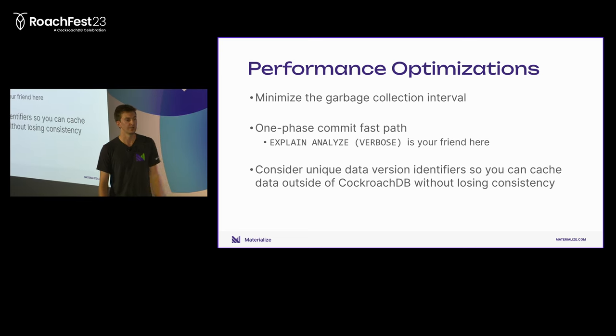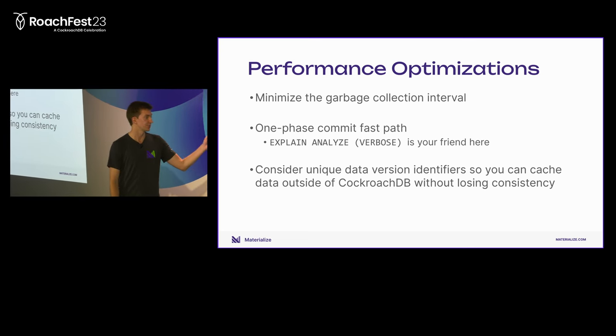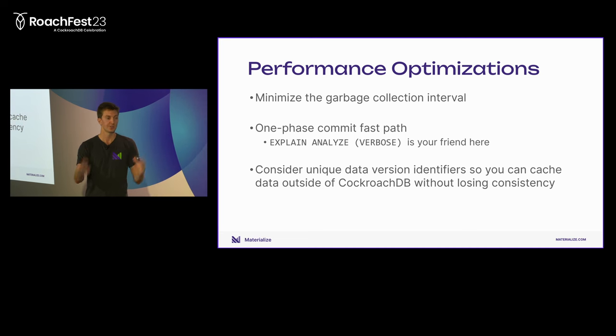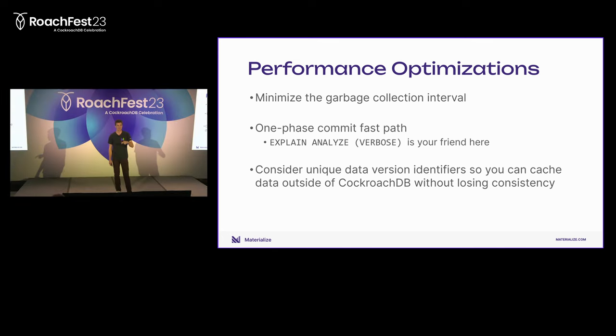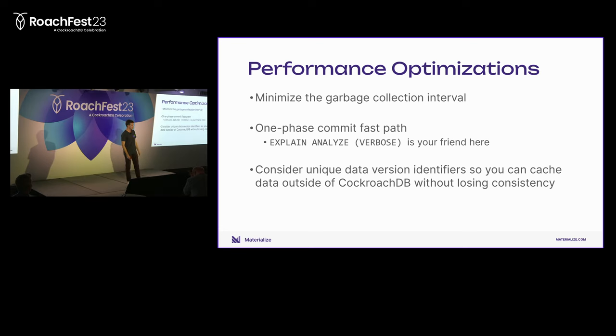When figuring out if your queries are hitting this fast path, there is this EXPLAIN ANALYZE VERBOSE option. If you look for the auto commit keyword, I believe that's the right thing to indicate that you are indeed hitting this fast path. So that's been huge. That's really what's allowed us, all the way back in the beginning, to balance that tension of going fast and being correct at the same time.